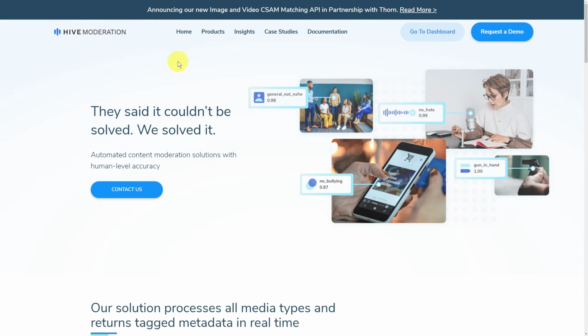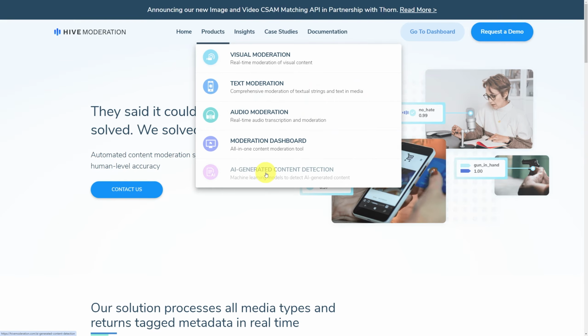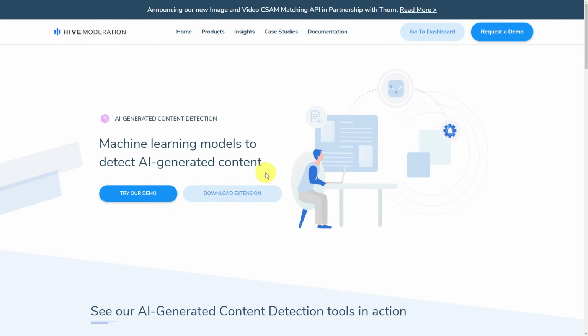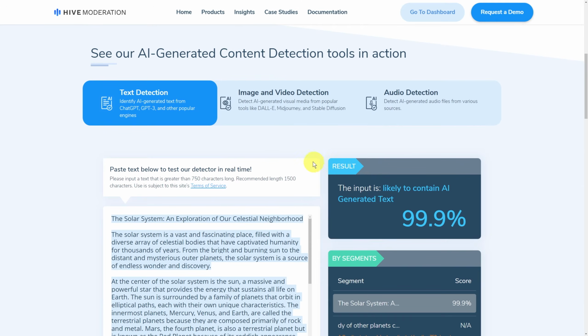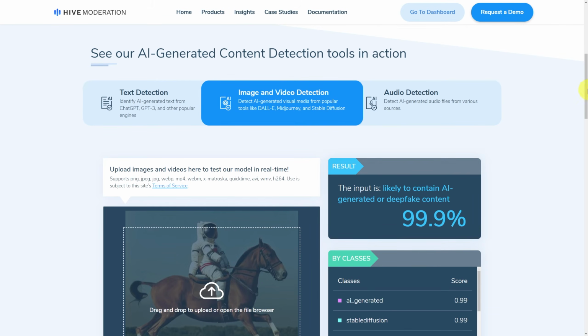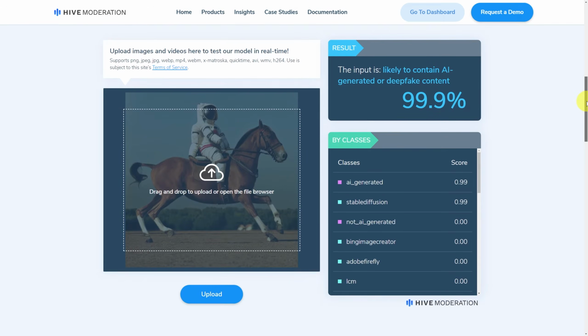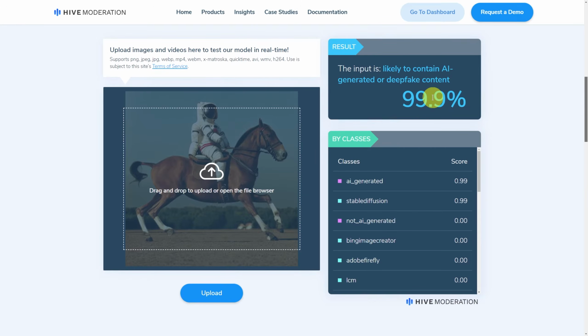But if you want to try this yourself, go to Hive Moderation. You can then go to its products, and you want to go down to AI generated content detection. When you scroll down there, you'll see this image and video detection. And it's in here where you can upload something and it'll tell you what the likelihood is of something being AI generated. If it's a high number, then it's more likely got some AI in it. If it's 0, it would have no AI. So just about any number can tell us the likelihood if some AI is possibly in there.